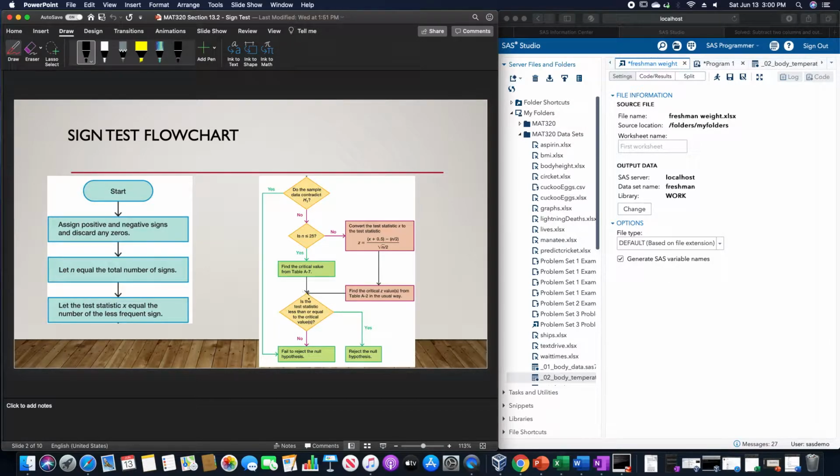Then, is the test statistic less than or equal to the critical value? If that's a yes, reject the null hypothesis. If it's a no, fail to reject the null hypothesis.